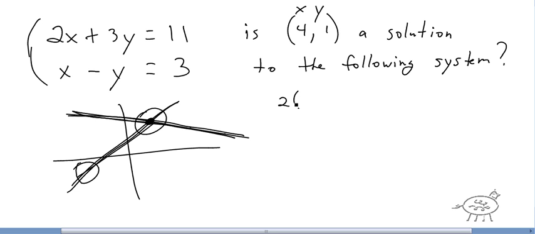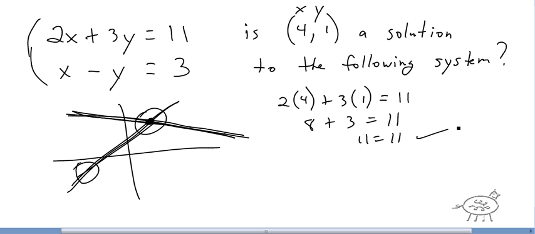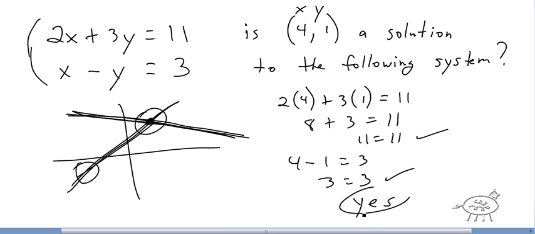So it's going to be 2 times 4 plus 3 times 1. Does that equal 11? Well, 8 plus 3 equals 11, so 11 equals 11. Yep, that's true, but you got to plug it into the second one. So we get 4 minus 1 is 3, so 3 equals 3. That's true, so the answer to this problem is yes.